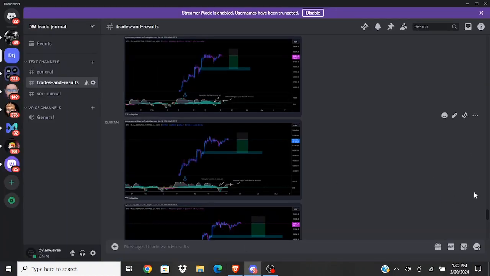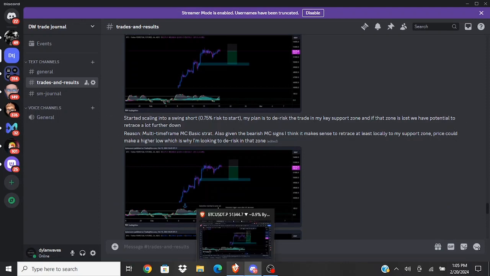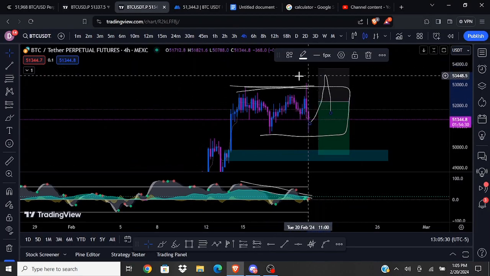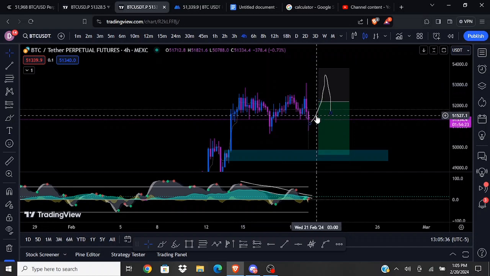And I said I entered with 0.75 risk. Me moving my stop loss up actually put me to a 1% risk. So I am risking a full 1% now. And I did not add to the trade. I just moved my stop loss up.